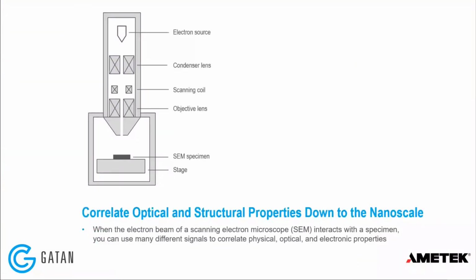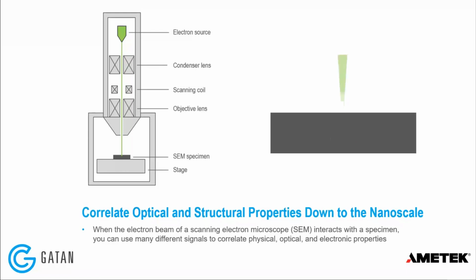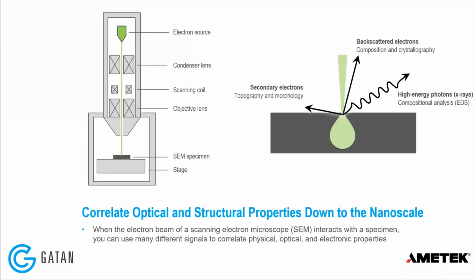So cathodoluminescence is a technique which allows you to correlate the optical and structural properties of a material down to the nanoscale. And to do that, we use an electron microscope. Typically, that's a scanning electron microscope, an SEM. And the electron gun of the SEM excites the specimen, stimulating a number of signals to be emitted that we use for analysis. That's either structural analysis, looking at size and shape of the specimen, or composition.